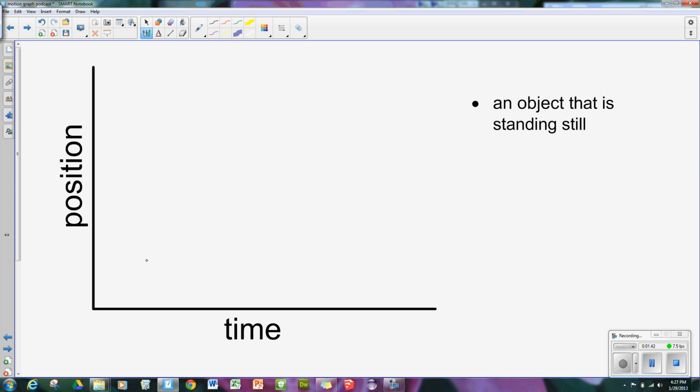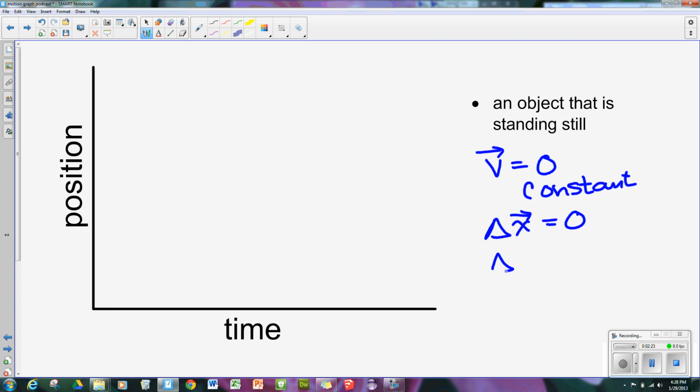Now, if we consider first a position time graph, because that's the simpler of the two, and we consider an object that is standing still, then let's think about the different things that are true of an object that is standing still. First of all, if you're standing still, your velocity is going to be 0, and it's going to be a constant value of 0. So it not only starts at 0, but it stays 0. And your displacement, so your change in position, is also going to be 0. Because if your velocity is 0, you're standing still. You're not going to be moving.